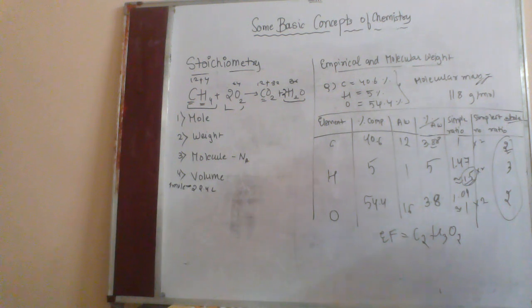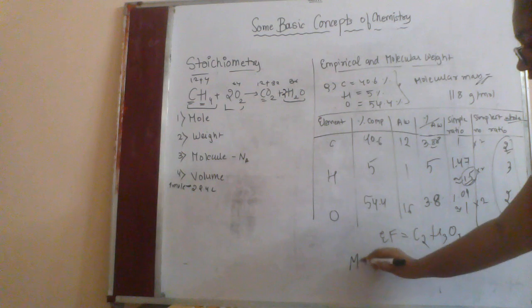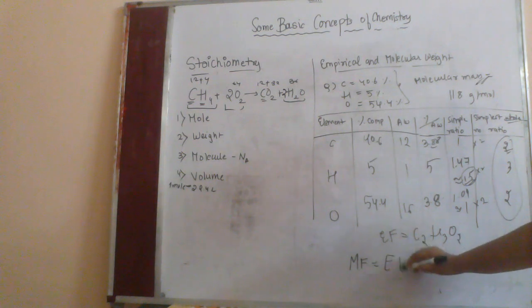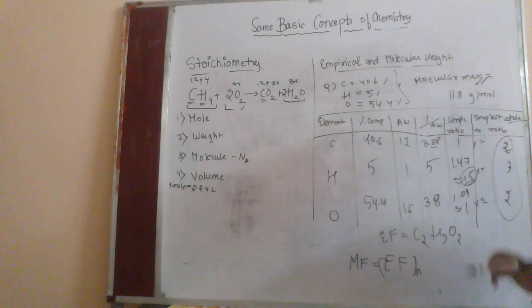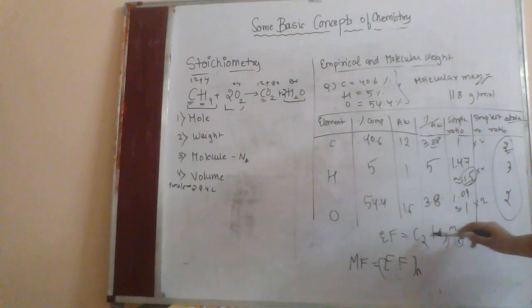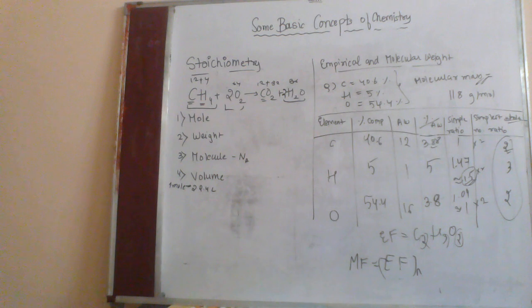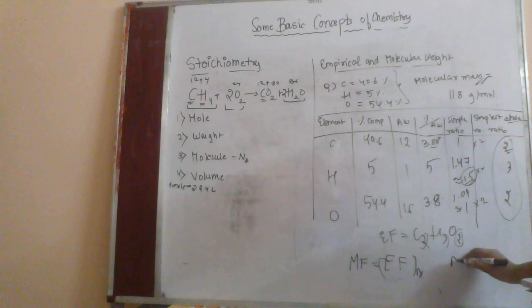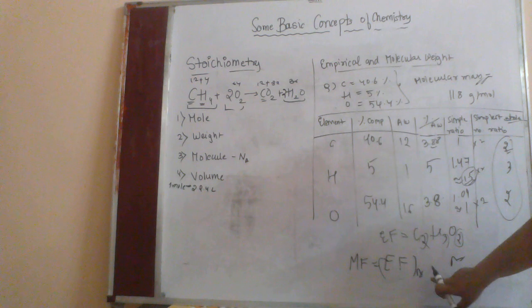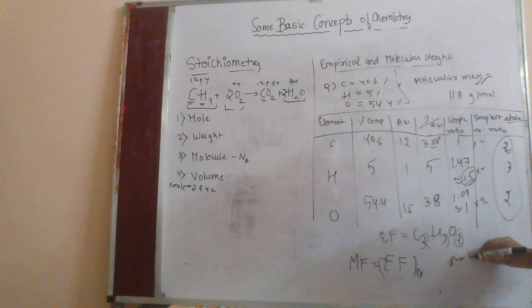Now how can we get the molecular formula? First of all, molecular formula can be written as empirical formula to the power n. To the power n means that we multiply these values. Okay. So how should we find n? Here n does not mean number of moles. It is the power n, which means it is the coefficient that we will multiply. So the formula for this n is molecular weight by empirical weight.